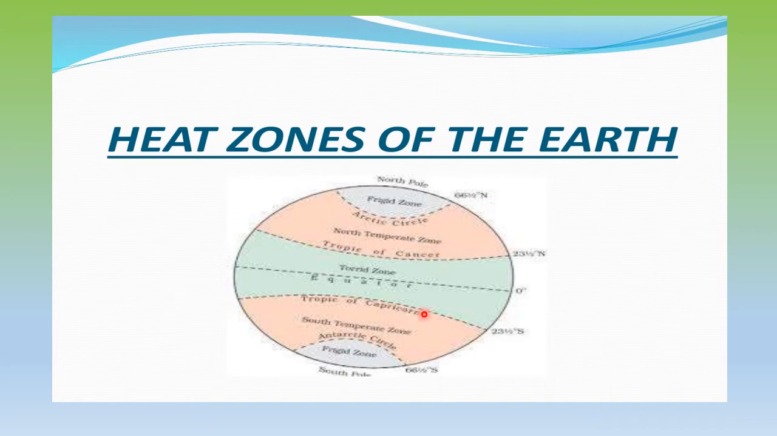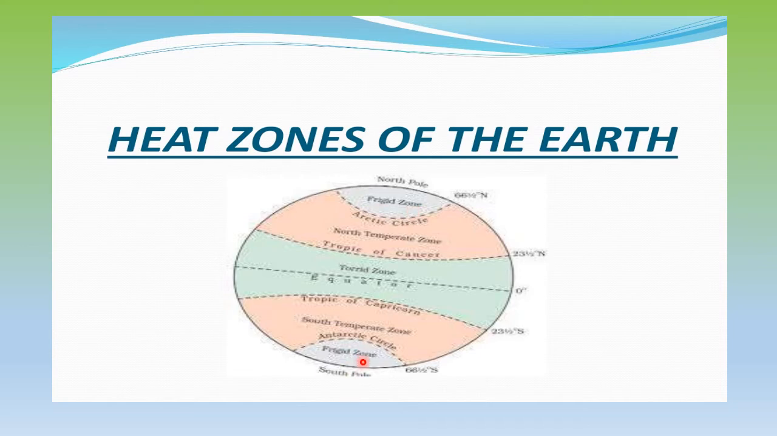Now go down to the other hemisphere, from the Tropic of Cancer to the Antarctic Circle. This is your southern hemisphere. From your Arctic Circle to the North Pole is your north frigid zone, and from your Antarctic Circle to the South Pole is your south frigid zone. So basically we have the torrid zone, the north temperate zone, the south temperate zone, the north frigid zone and the south frigid zone.